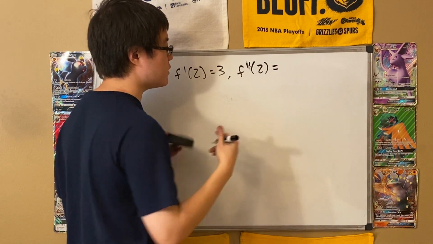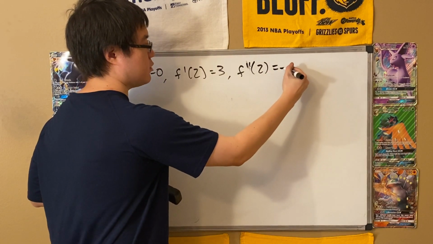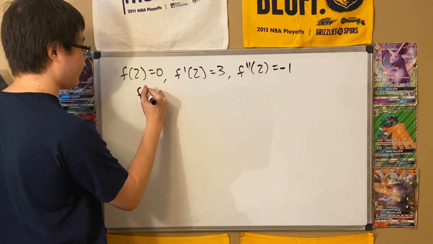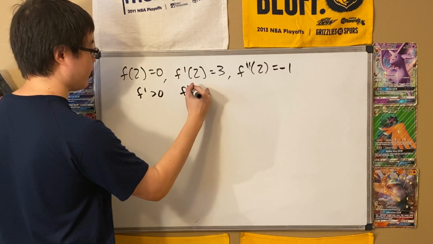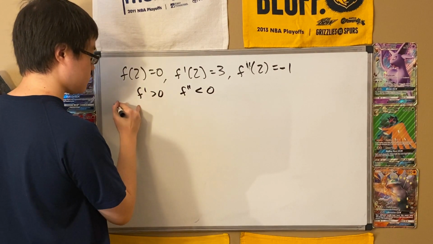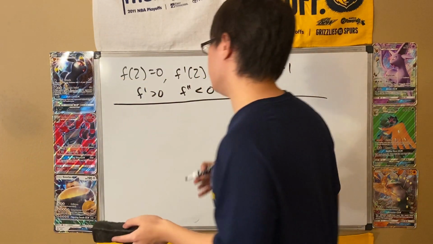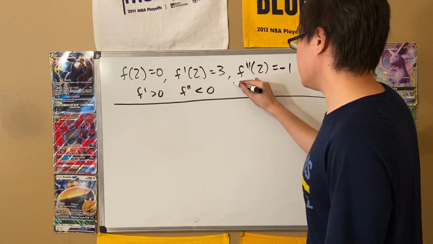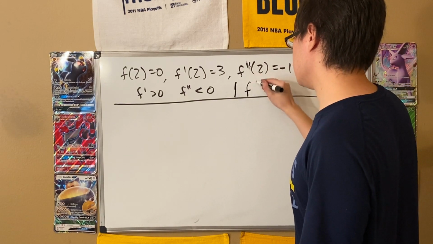So again, these are some givens throughout the question. F double prime is 2, -1. And then let's say we even have some more givens. Let's say we know that f prime is always positive and f double prime is always negative. And again, what we're trying to do is determine possible and not possible values for another number. So the number in question will be f of 4.